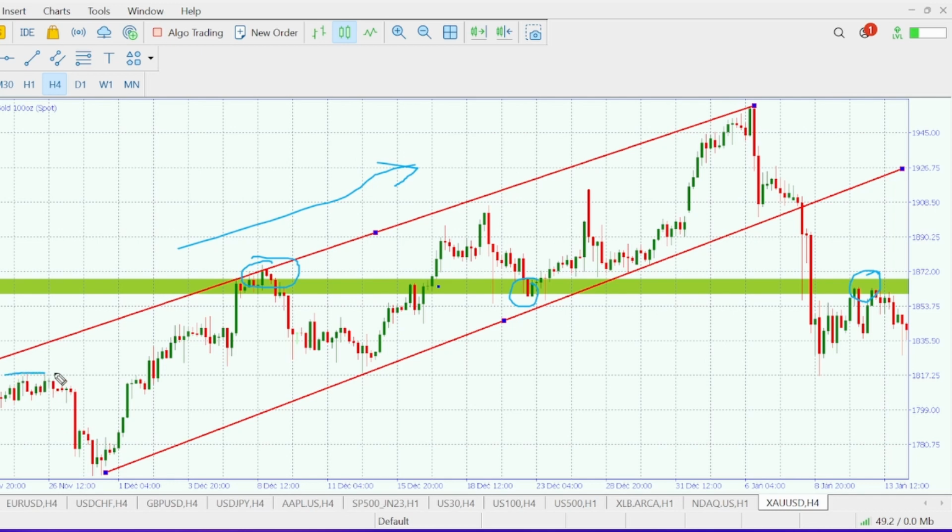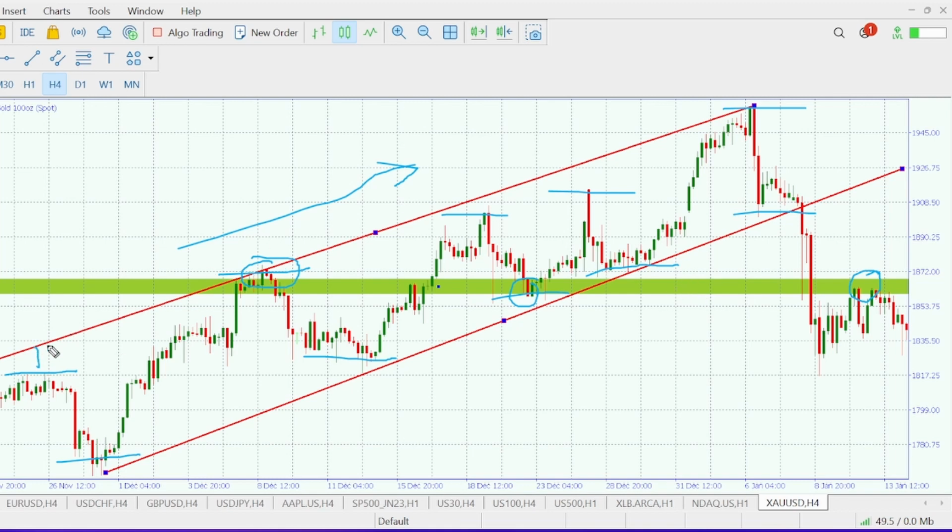This is swing high, swing high, swing high. This is swing low, swing low, swing low. We can see that each swing high is higher than the previous swing high, and each swing low is also higher than the previous swing low.